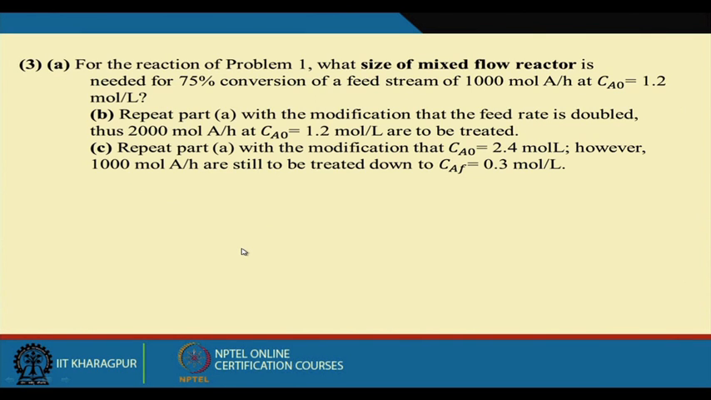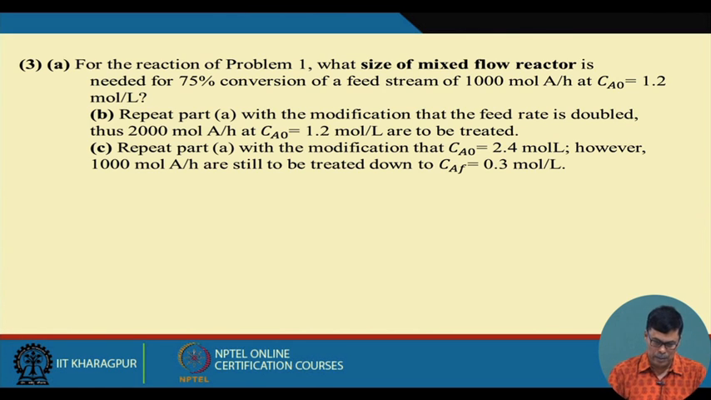Now, third problem is the same problem. Now, what will be the size of mixed flow reactor? Mixed flow reactor is similar to your continuous stirred tank reactor, and is needed for 75% conversion of the feed stream, 1000 moles of A per hour at Ca0 1.2 mole per liter.